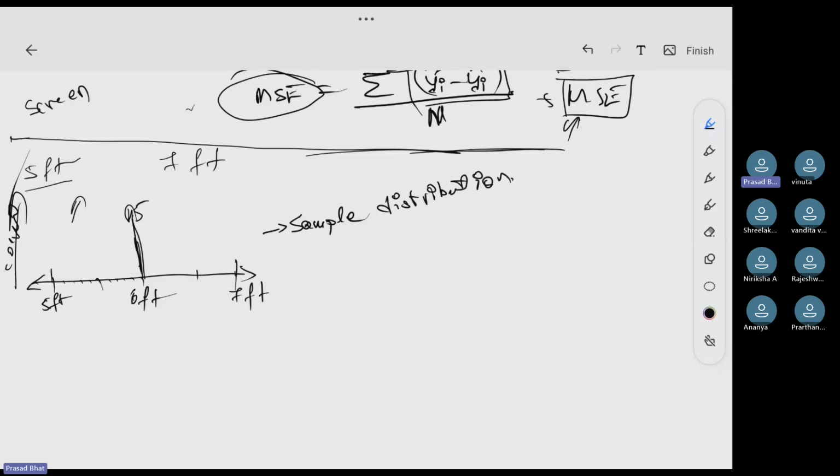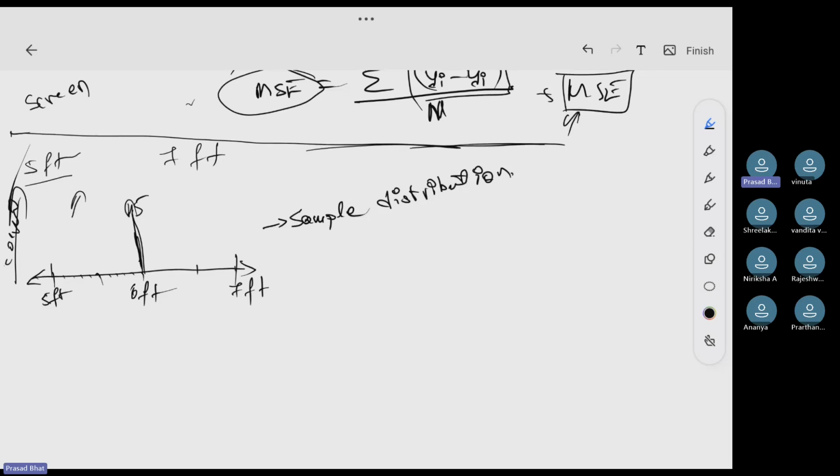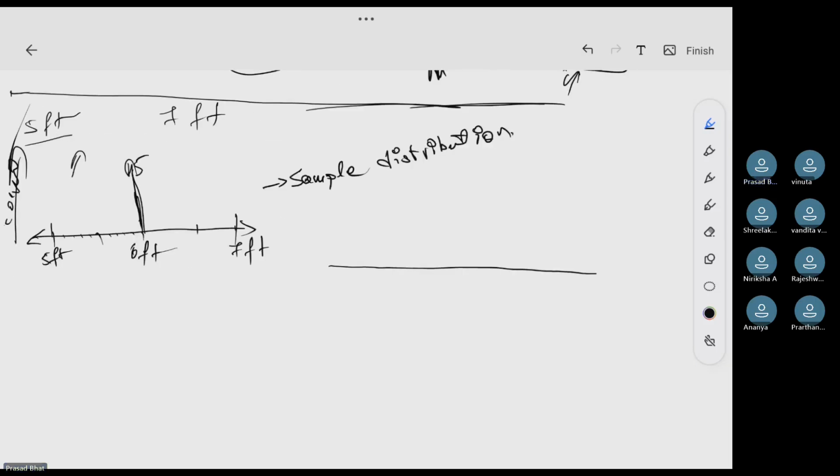Now, generally, in nature, if you collect a sample of the entire population, for example, the height of the entire population, then the population distribution will be something like this: there will be some mean value here, some central value, and around that it will be a bell shaped curve.